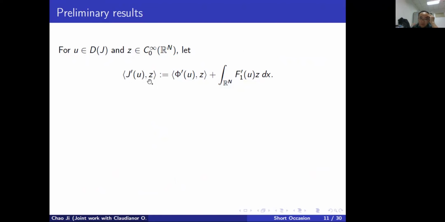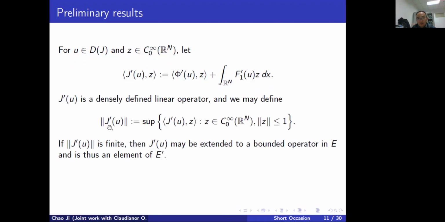Okay, if you read some paper, maybe the authors wrote G prime of u on z equals 0 for every z belonging to this set. So u is a critical point of functional G. It's not exactly right. In fact, we should look more carefully.